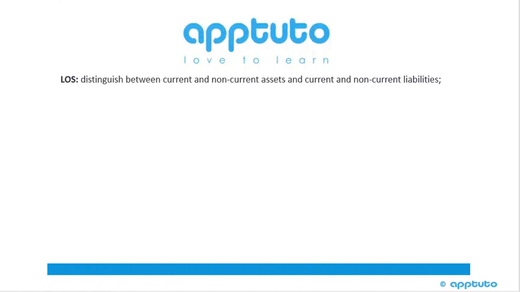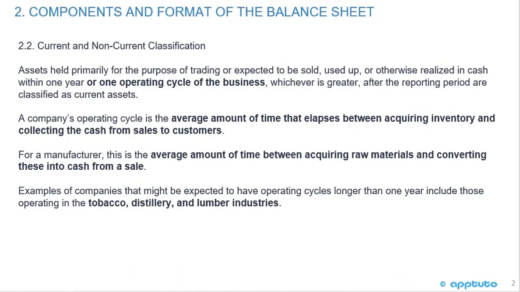This LOS distinguishes between current and non-current assets and current and non-current liabilities. Components and format of the balance sheet. Current and non-current classification. Assets held primarily for the purpose of trading or expected to be sold, used up, or otherwise realized in cash within 1 year, or this is very important, put in bold, or one operating cycle of the business, whichever is greater, after the reporting period are classified as current assets.